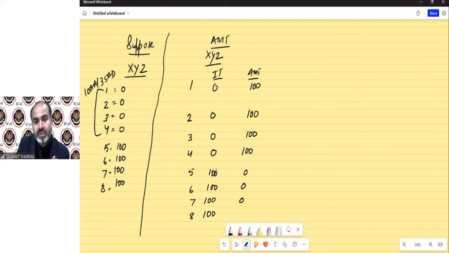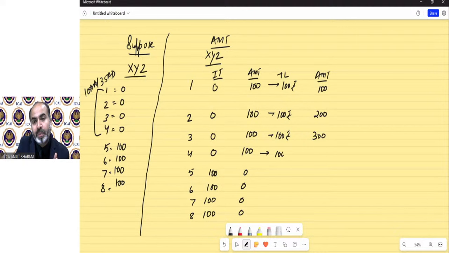Now what will happen? In the first year, the tax liability you need to pay is 100 rupees, and your AMT credit will be 100. Clear? In the second year, you need to pay 100 rupees, so in total you have paid 200 and your AMT credit will be 200. In the third year, you need to pay 100 rupees more, so in total you have paid 300, and your credit will be 300. In the fourth year, again you will pay 100 rupees. In total you have paid 400, and your credit will be 400.